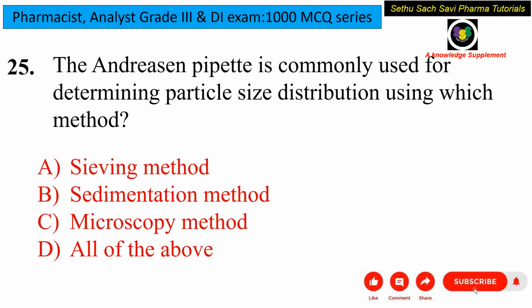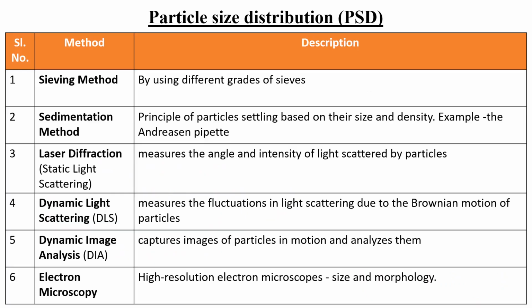The Anderson pipette is commonly used for determining particle size distribution using which method? Is it the sieving method, sedimentation method, microscopy method, or all of the above? Let's see. These all are particle size distribution methods. Let's start with the first one, the sieving method. In the sieving method, we are using different grades of sieves, and then we are analyzing the particle distribution.